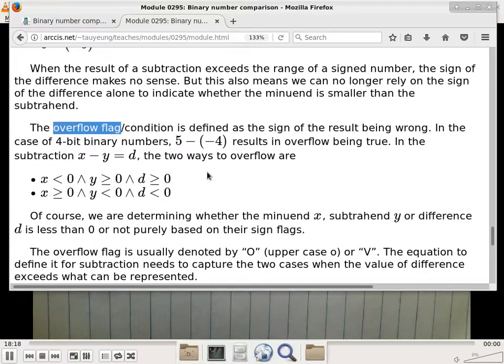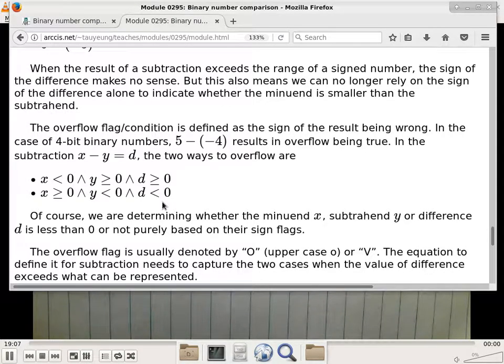So in subtraction, the only two ways to have an overflow condition, in a subtraction like x minus y equals d, is when x is less than 0, y is greater than or equal to 0, and you somehow get a difference that is greater than or equal to 0. We know something is wrong, right? Because if you subtract a non-negative quantity from a negative quantity, you should always stay negative. If for whatever reason the bitwise operation gives you a non-negative difference, we know the sign is not right. It should be the other way. And the same thing here: if you start with a positive number and subtract a negative quantity from it and you somehow end up with a negative quantity, we also know the sign is wrong.